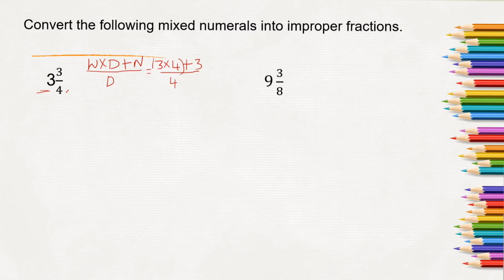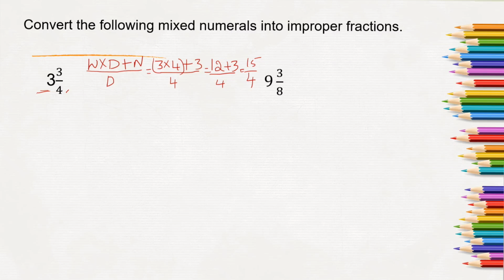So here 4 3 times becomes 12. 12 plus 3 by 4. 12 plus 3 equals 15 by 4. So here 3, 3 by 4 as an improper fraction is 15 by 4.